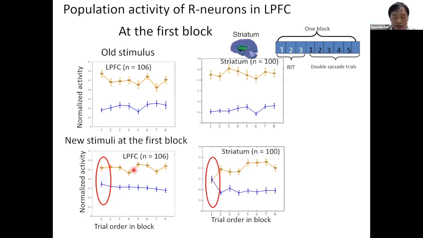I just show one activity in the striatum, but we found that the striatum activity cannot predict the reward based on these new stimuli. So maybe the striatum cannot use the category information to predict the reward.